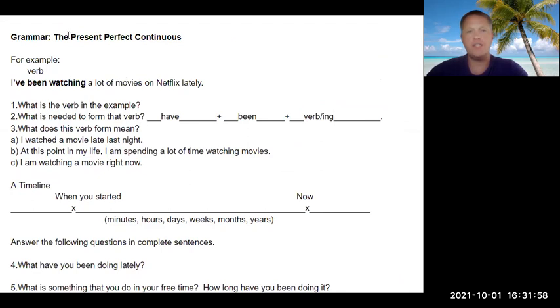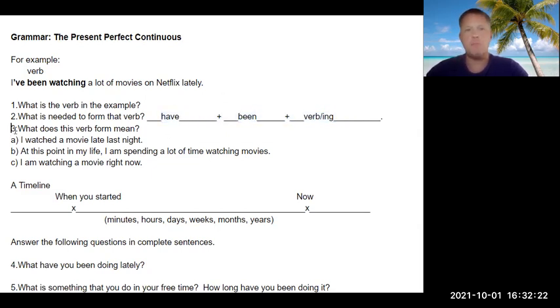Okay, and so we have the present perfect continuous. This is the present perfect. Have and the past participle of be. Have plus any past participle gives you the present perfect. And then the present continuous, that's be and a verb with ing. You put those together and you get the present perfect continuous.